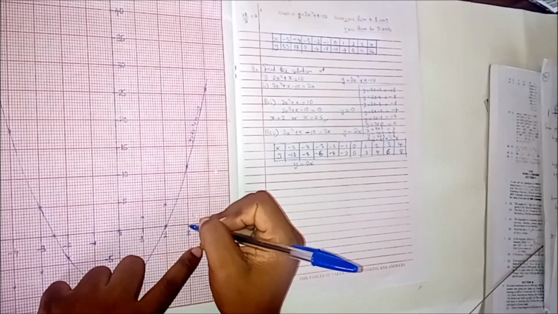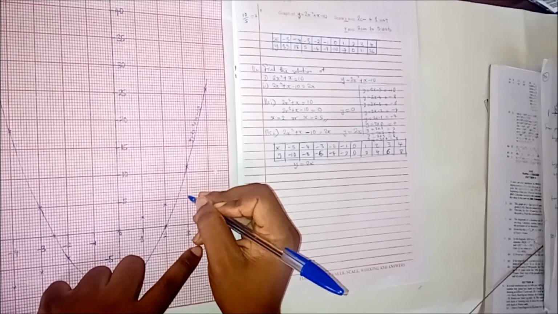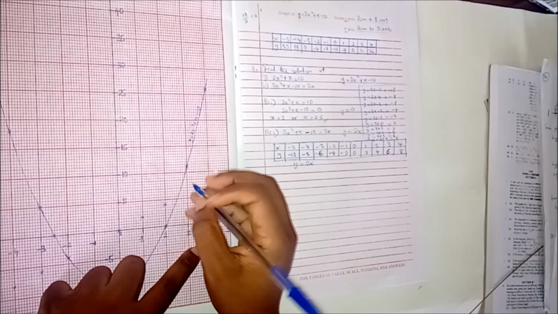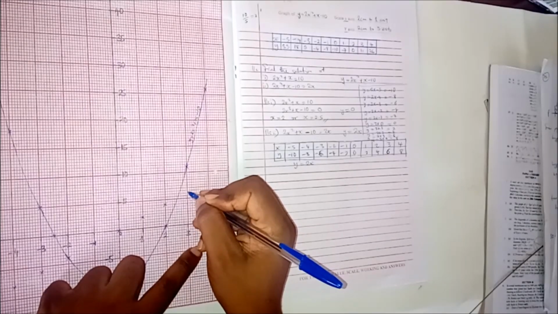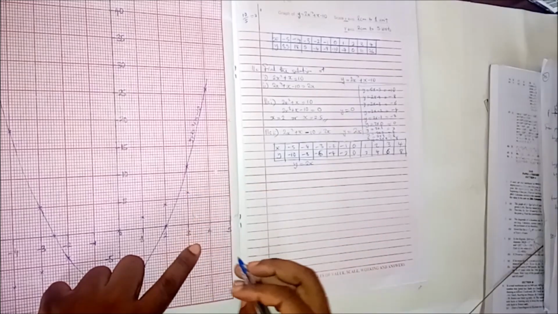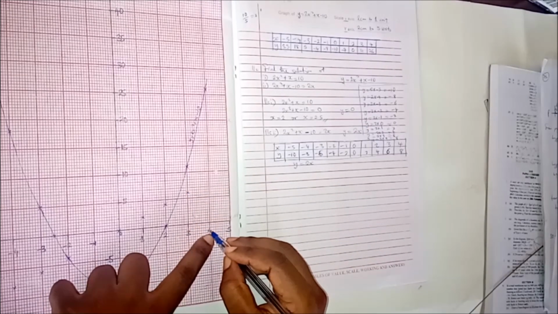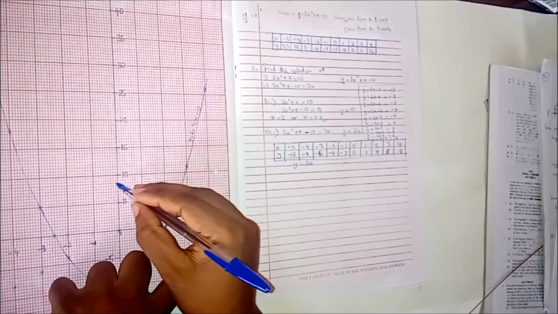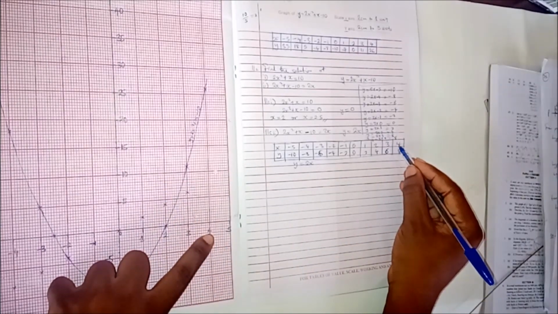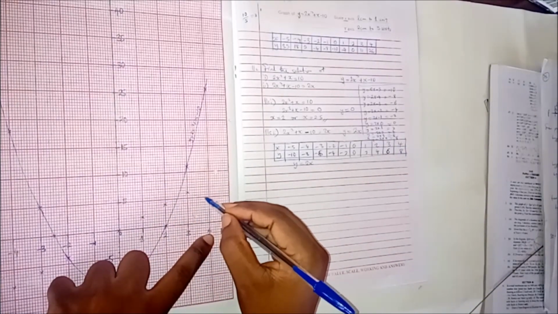So where this is 3, where is 6? If this is 5, this will be 6. And when x is 4, y is what? 8. Let us look for 8.